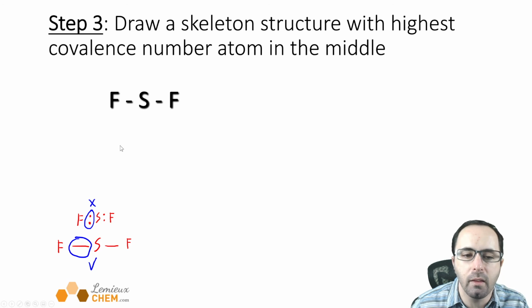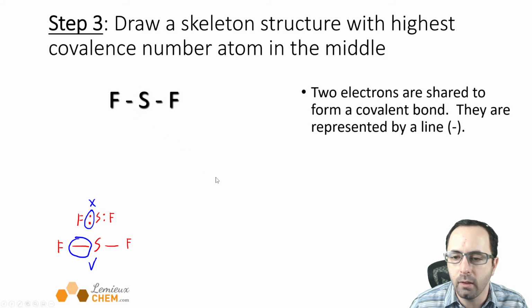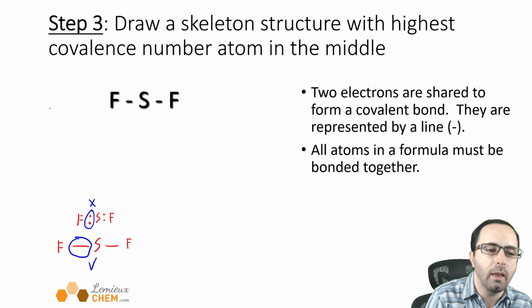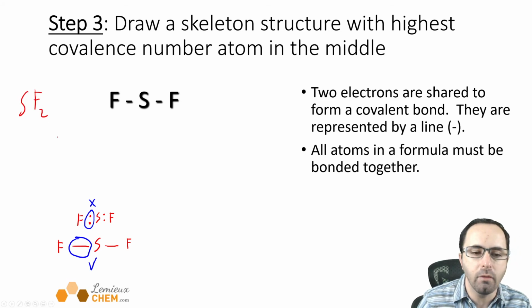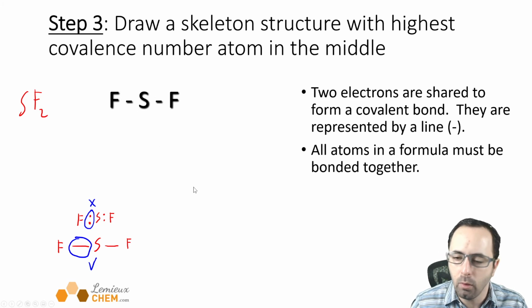So we've written this skeleton structure. It's right here. And we put the sulfur atom in the middle because it had the highest covalence number. Again, 2 electrons that are shared to form a covalent bond are represented by a line like this. And all atoms must be in here. So our molecule was SF2, right? So we must have 1 sulfur atom and 2 fluorine atoms, which we do have. And so now we have a valid skeleton structure. So we're done with step 3.